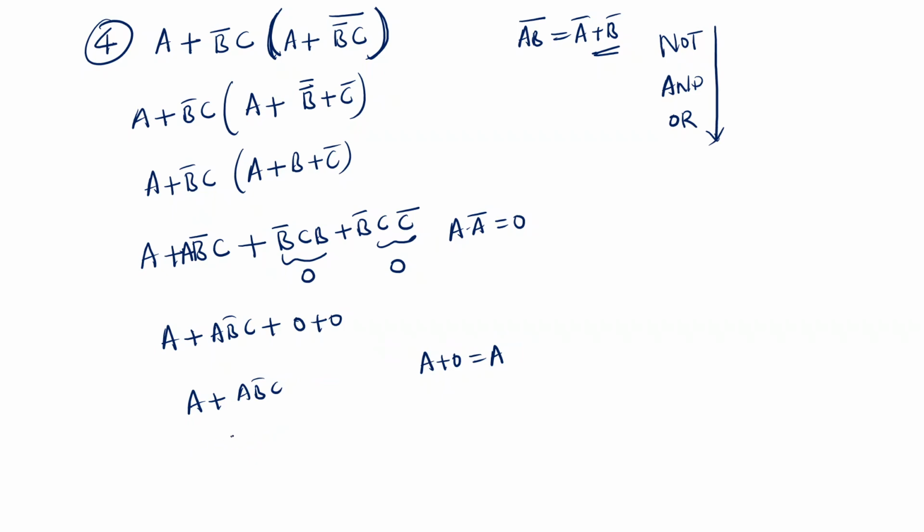Next, from this you take A common: A(1 + B bar C). So this is nothing but A times 1, which equals A. Why? Because A or 1 equals 1. Like this you need to do.